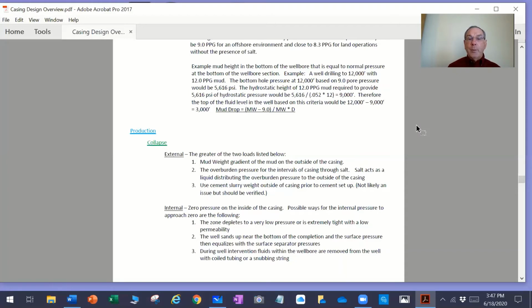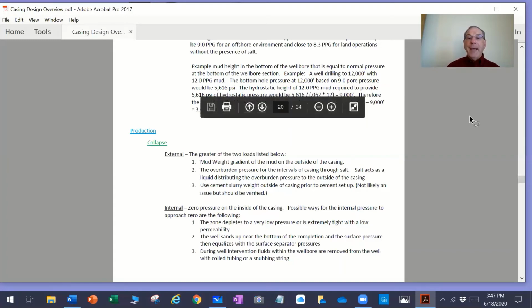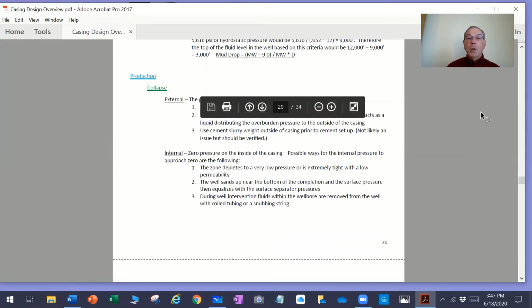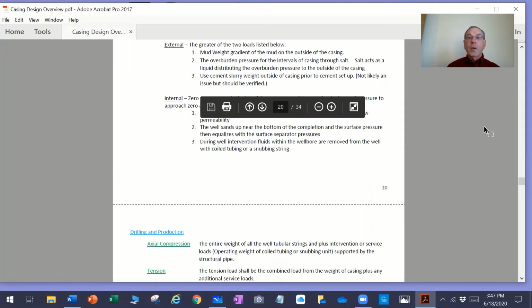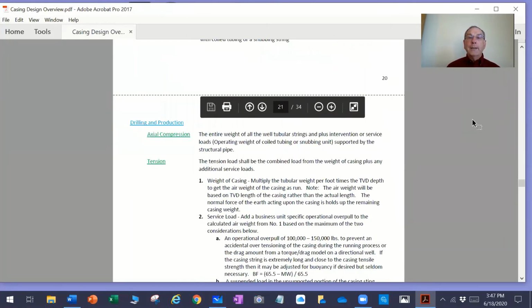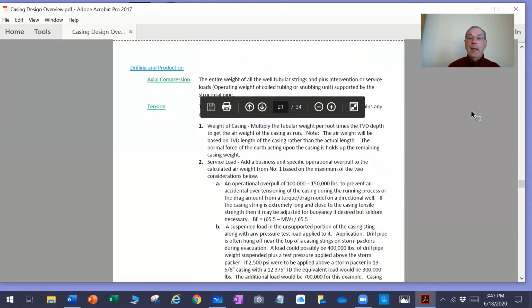And then number three, we can be doing a well intervention or workover using coil tubing or a snubbing unit, where we are intentionally lifting the fluid out of a well, jetting the well in to try to get it to come in and flow. That's another, I call it a man-made condition, where we do operations that can approach zero on the inside. So there are several reasons and ways that the pressure on the inside could at least approach zero.